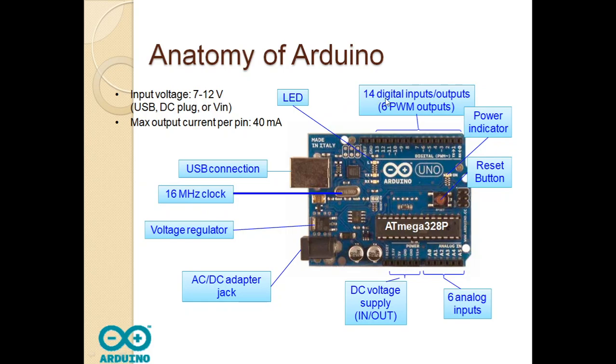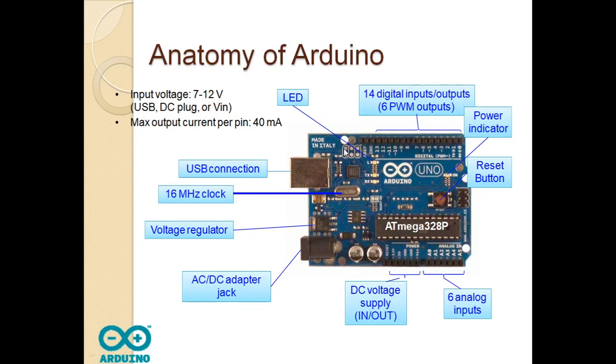After that we have 14 digital input output pins, out of which 6 are PWM pins. PWM pins are the ones that come with this small approximation sort of a mark in front of them. So pin number 3, 5, 6, 9, 10 and 11 are the PWM pins along with the digital output pins. Then we have this LED, which is connected to pin number 13. In case you want to control this LED, if you make pin number 13 go high, the LED will go high. So it's an on-board LED which you can use.